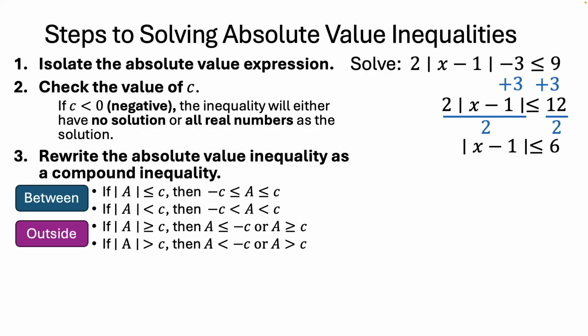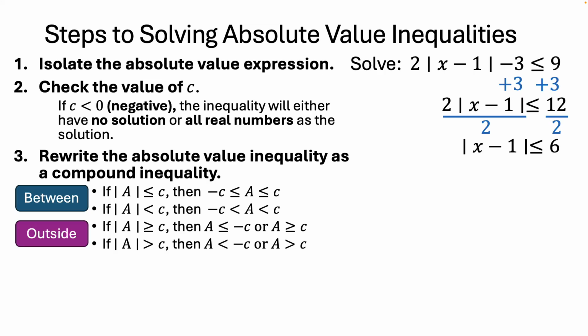If you're in the outside scenarios, this is when the absolute value of your algebraic expression is either greater than or equal to, or strictly greater than a value C. Then you're going to rewrite as the two outside inequalities: the algebraic expression A is less than or equal to negative C, or A is greater than or equal to C. For these last two, remember it's greater to go outside.